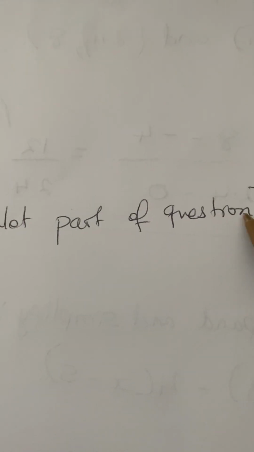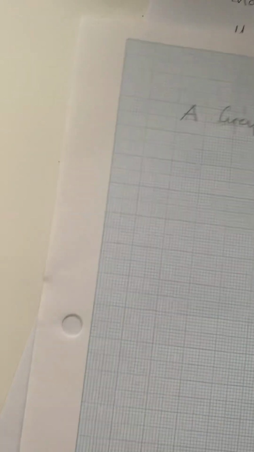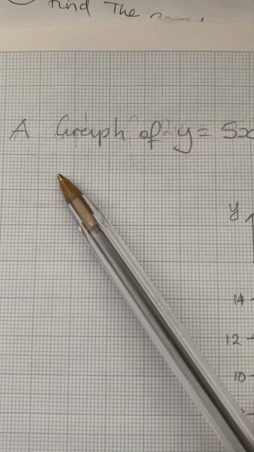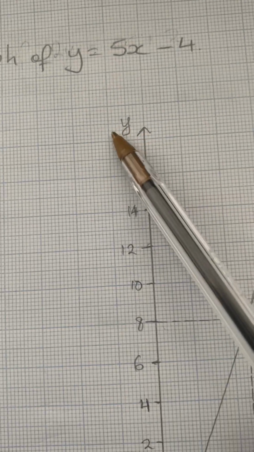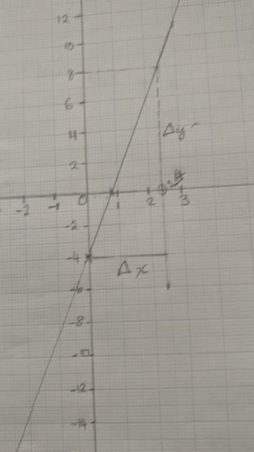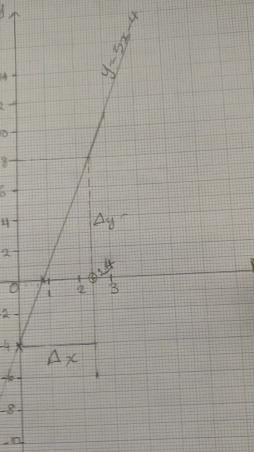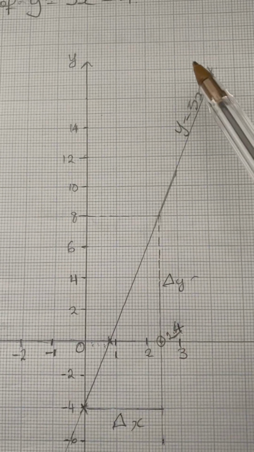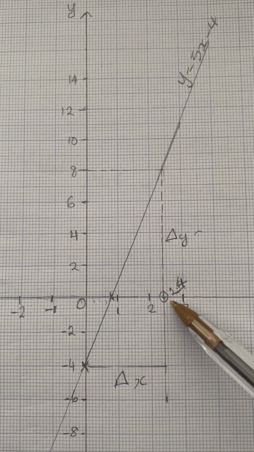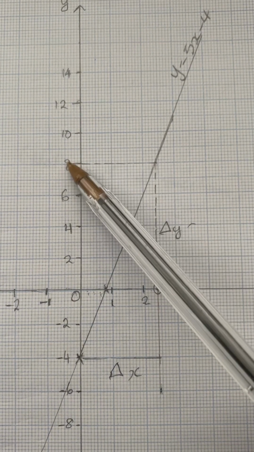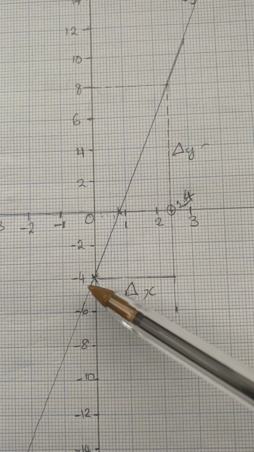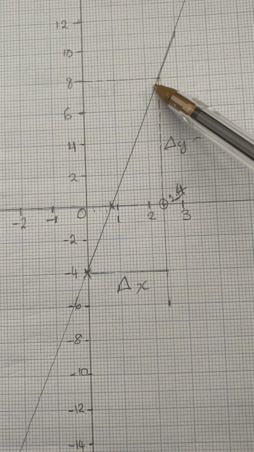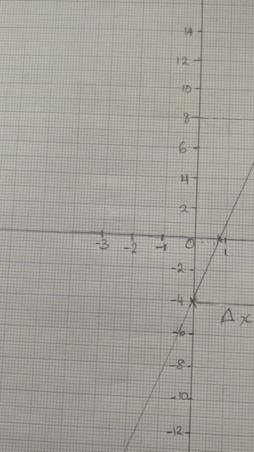This is not part of the question, but I just found it to use as a title for my graph. So you see a graph of y equals 5x minus 4. We've been given the scale on the y, the scale on the x, and the line. So I found this point: when y is 8, x will be 2.4. And then I used this point and that point to find my gradient, which was the first part of the question.